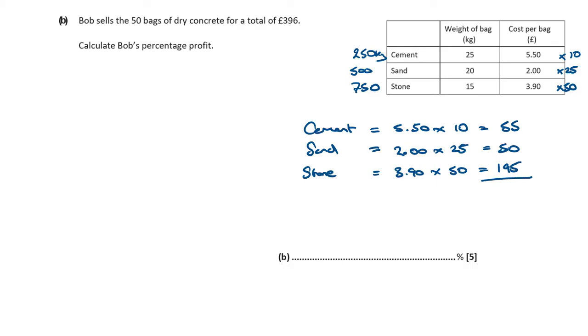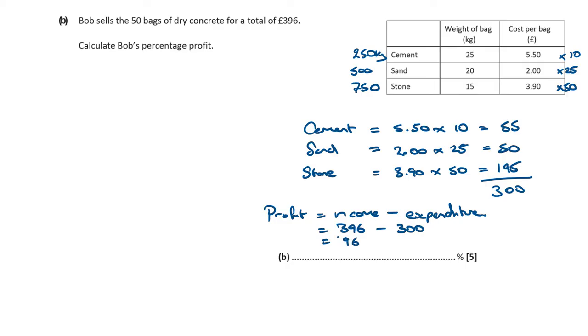Adding all that up, I suppose I could just do this on a calculator, but I try and do things in my head when I can. 105 and 195, that costs 300 altogether, doesn't it? Okay, so what's his profit? So profit is going to be income minus expenditure, which is going to be his £396 he had coming in, what he sold it for, and the £300 that he spent. That is a profit of £96.